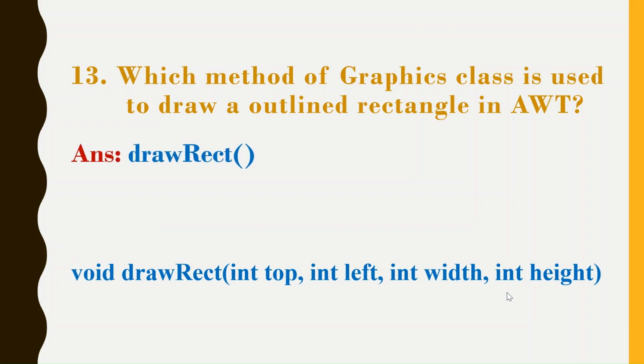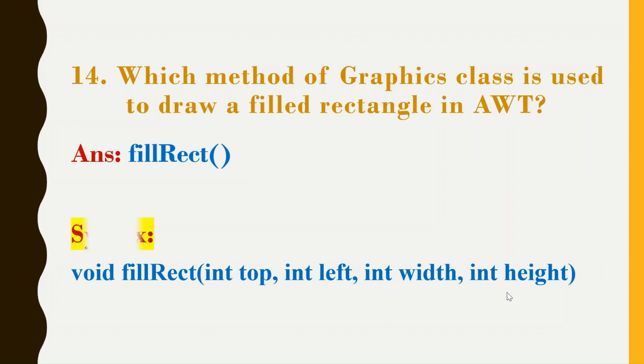Which method of the Graphics class is used to draw an outlined rectangle in AWT? We have a method called drawRect, and we have this syntax for that. Here we need to give the top left point from where you need to start the rectangle, and what is the width and height of the rectangle.